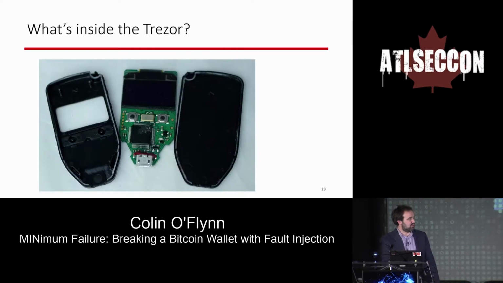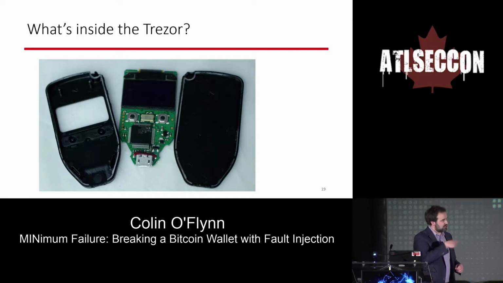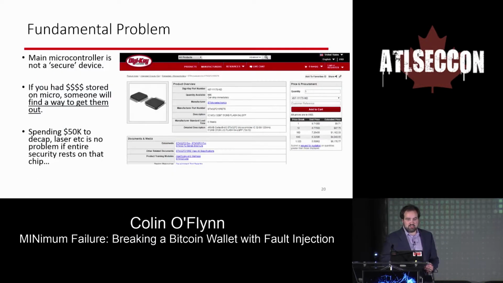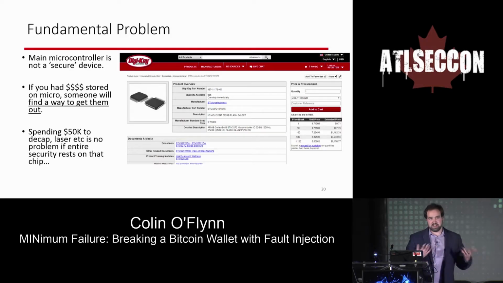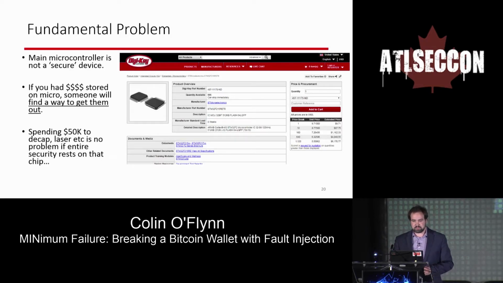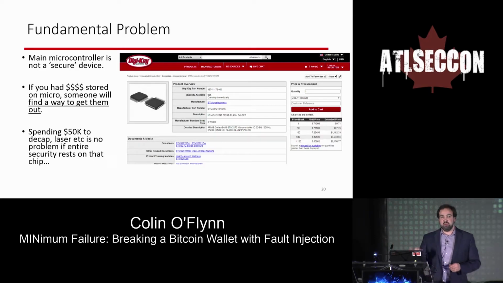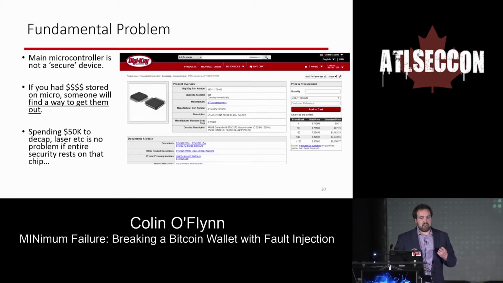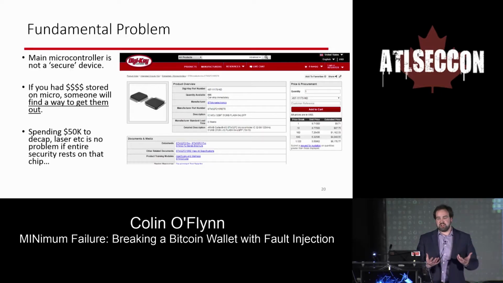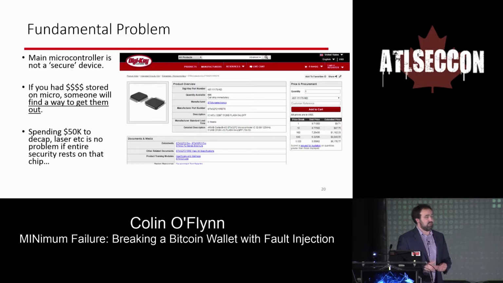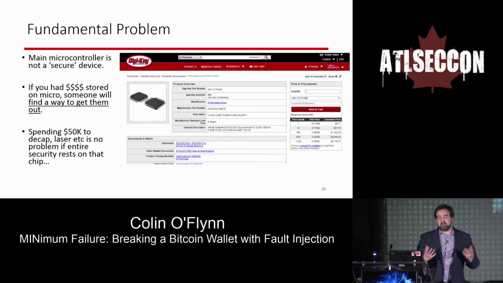So inside, I just showed you what these guys look like, but there's a bit of a better photo. There's basically one microcontroller. And one of the issues is that this main microcontroller is not what we call a secure device. It's kind of a standard off-the-shelf microcontroller. You can buy it, I can buy it, anyone can get information on it. If you're storing millions of dollars on this microcontroller, there's a lot of different ways to get information out of that device. So if it costs $50,000 to get the information out, that's pretty reasonable to do if you know there's millions of dollars stored on that exact microcontroller. That's one of the fundamental problems.